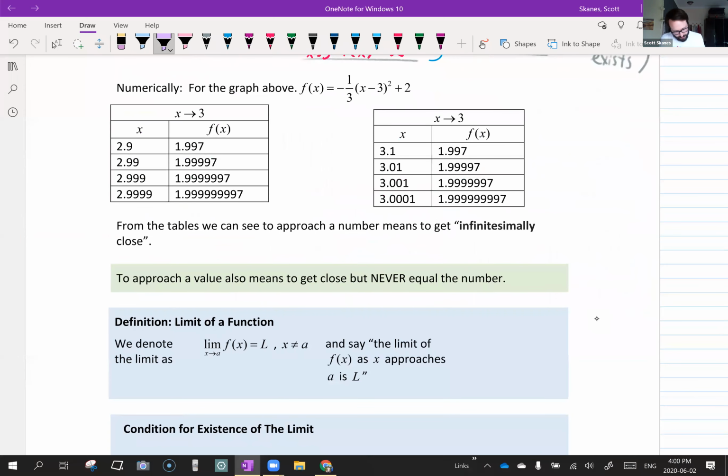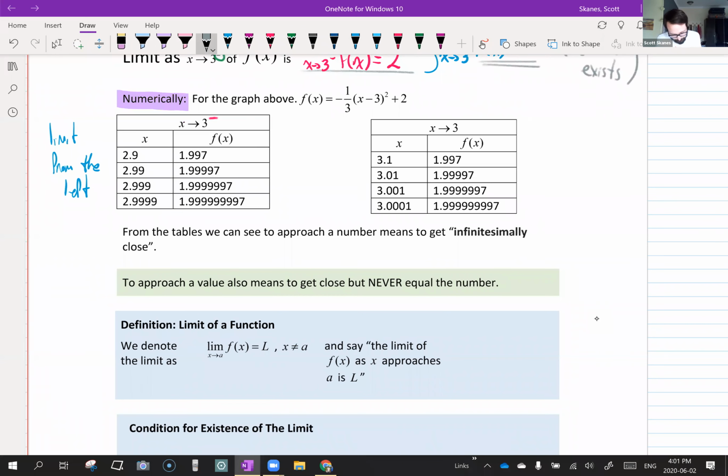Numerically, which means using numbers, if we were given this graph, we can actually say what the limit's going to be. Let's say we wanted to approach 3 from the left. So we're considering the limit from the left. Let me draw you a little number line to help you understand this. Let's just say we had the number 3. We're not allowed to get to 3. We're only allowed to get close to 3.